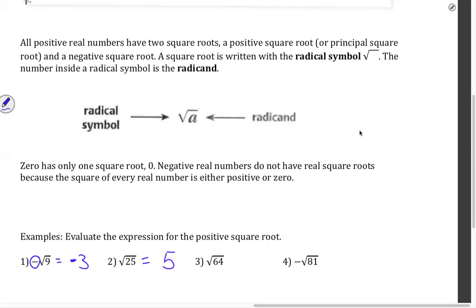So the square root of 64 here would be 8. And the square root of 81 is 9. And notice the negative sign out front. So my answer they want is -9. Any questions on that?